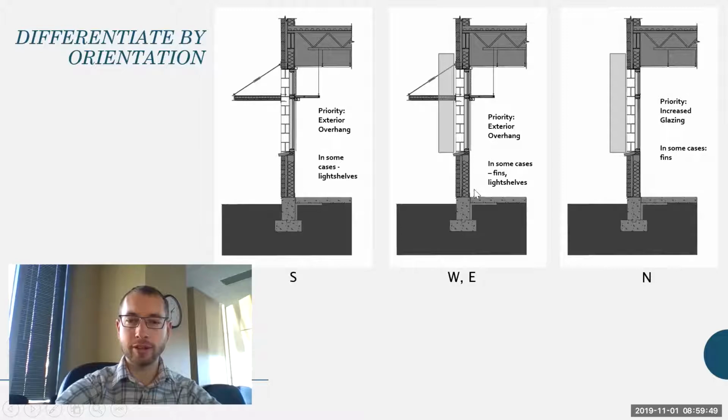In terms of the west and east facades, prioritize the exterior overhang as well for that rising and setting sun. And sometimes add fins if you can. In terms of the north facade, you want a whole bunch of glazing because you're going to get a lot of indirect light through the north side of your building. In some cases, you might need fins.